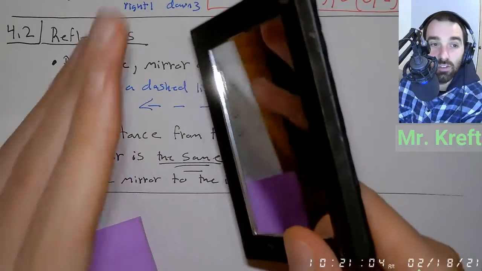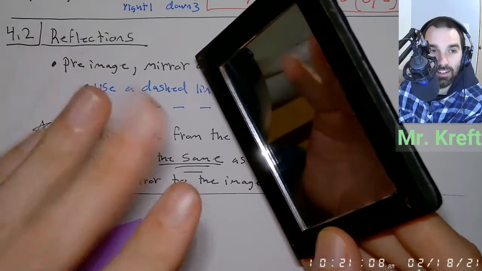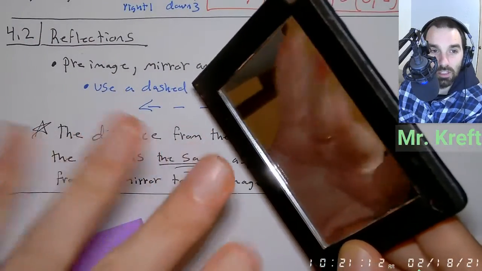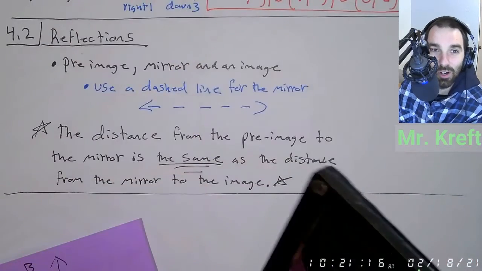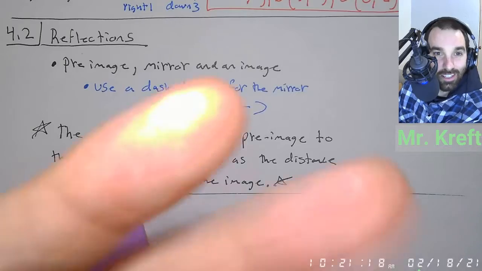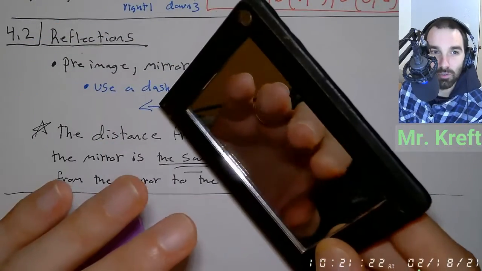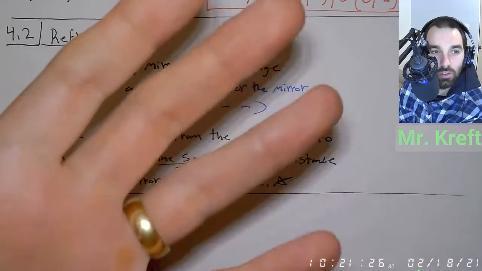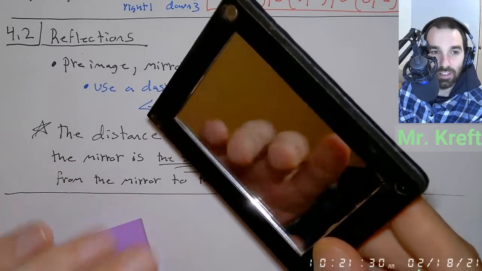Now, first I can do this without anything there. So you see my hand, right? My hand's real, and then you see the image in the mirror. Well, it's not really my real hand. You're seeing it through an image, aren't you? Ooh, that just got deep. Okay, inception. So in the mirror, you can see the image of my hand. So my hand is the pre-image, and the image in the mirror is the image.